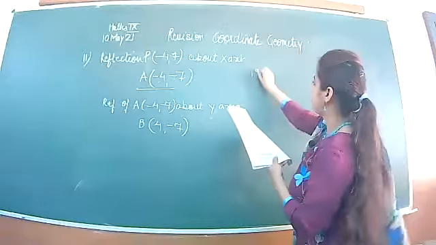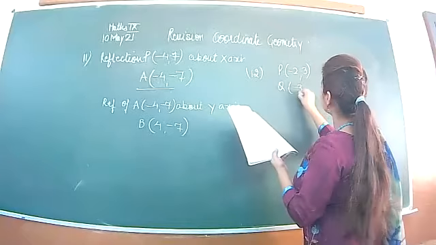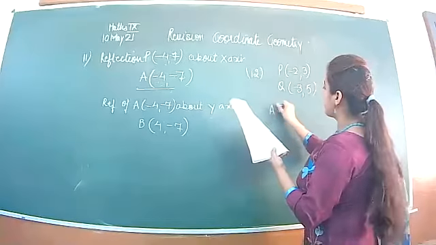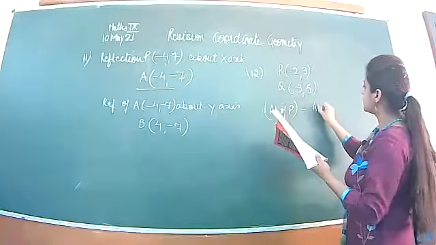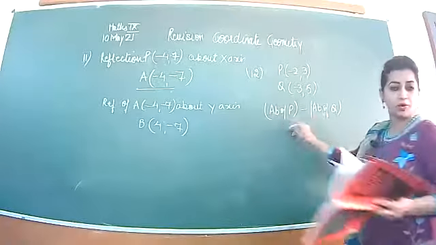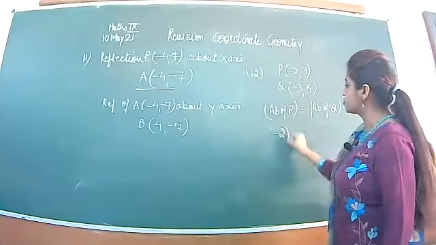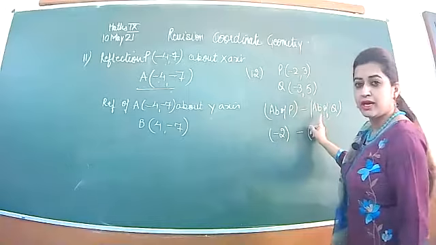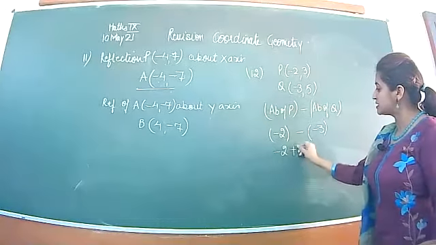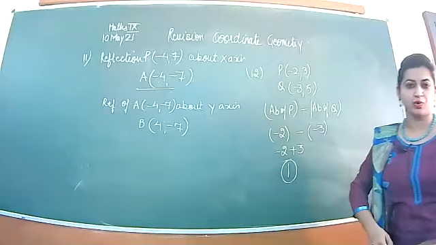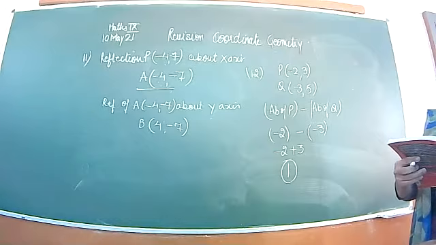Next is, you have given P as -2, 3, Q as -3, 5. Find abscissa of P minus abscissa of Q. दोनों का डिफरेंस फाइंड करना. Abscissa of P मतलब x coordinate, that is -2. This minus will be same. Abscissa of Q, that is -3. -2 plus 3, that is 1. Answer is 1. Is it okay? Any doubt?